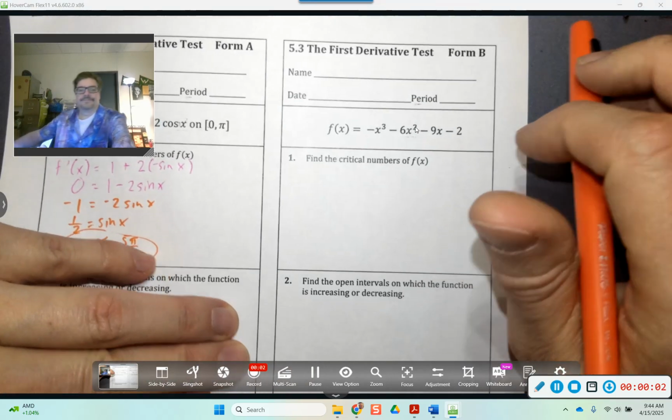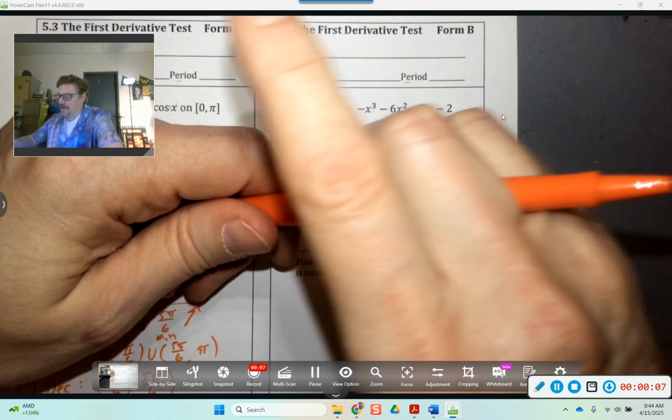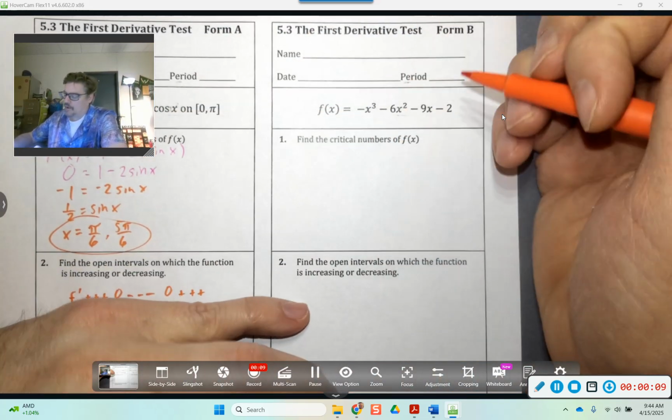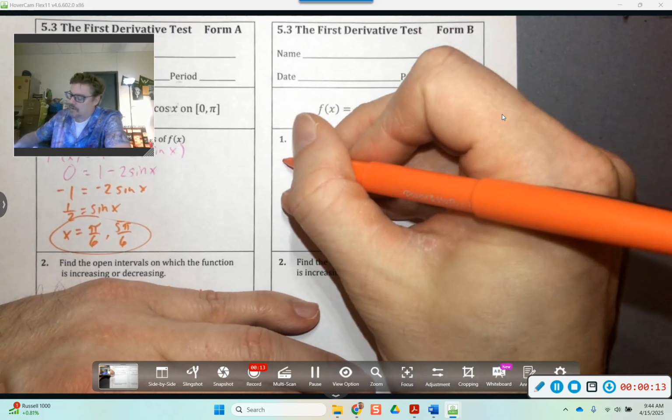Form B, find the critical numbers. Oh, this is a polynomial. These guys are our friends for sure. Let's do the hard work first. We're going to take the derivative and find out where this guy equals 0.